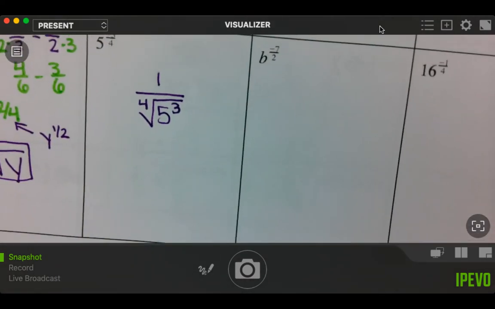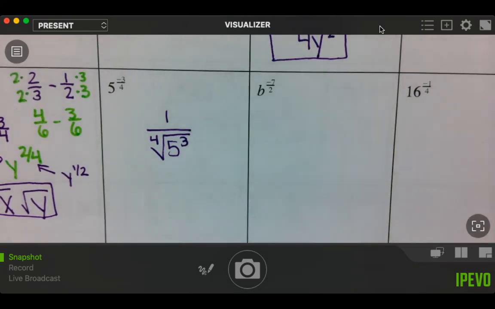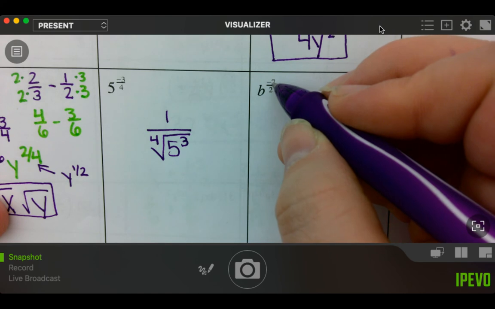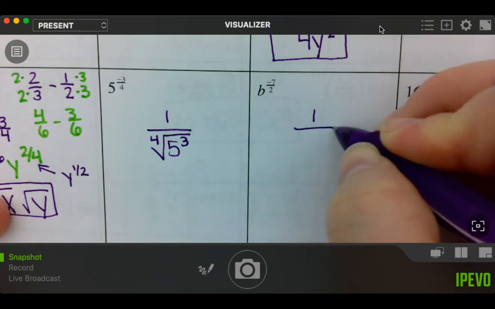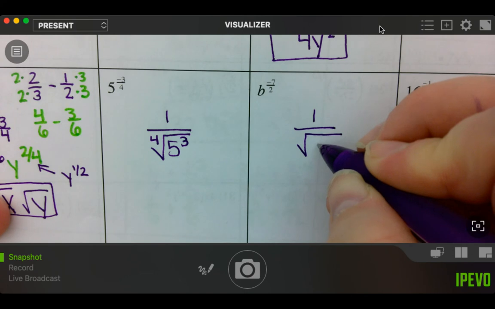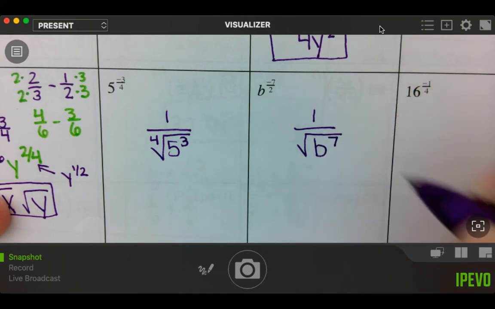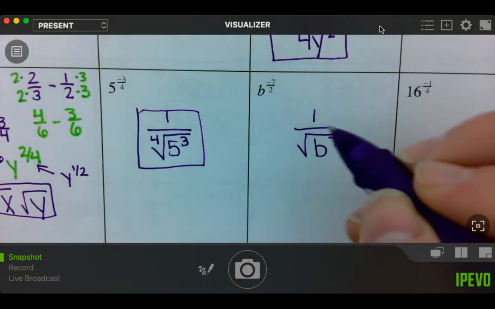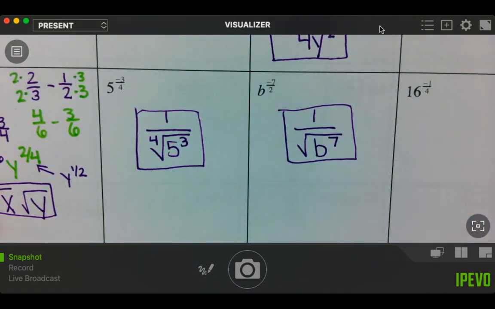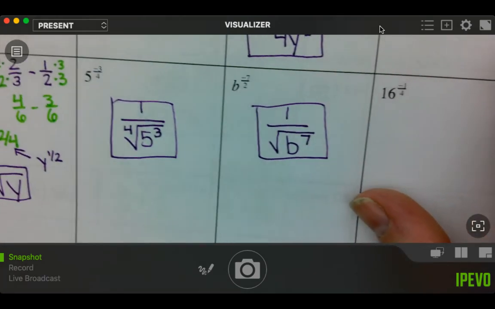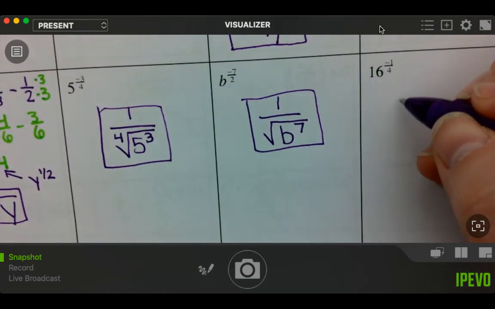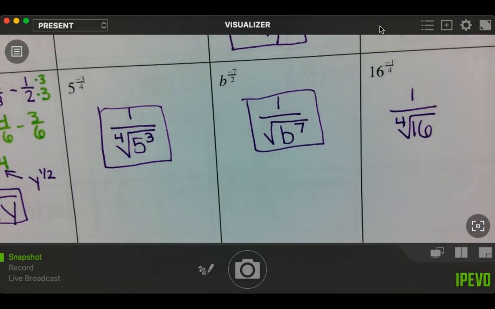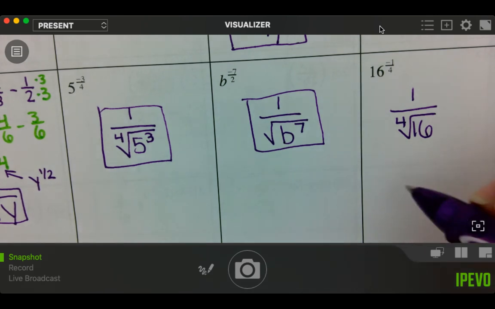Okay, let's try it one more time, except instead of a 5, it's a b. This is going to be the square root because there's a 2 on the bottom, and you'll need an extra power of 7. Since it's negative, it goes to the bottom. Square root because of the 2, b to the 7th. Done. Those are your two answers for those. And on this last one, you would do the same thing, except this one is the 4th root. And 16 actually has a 4th root. It's 2, so this would just be 1/2.